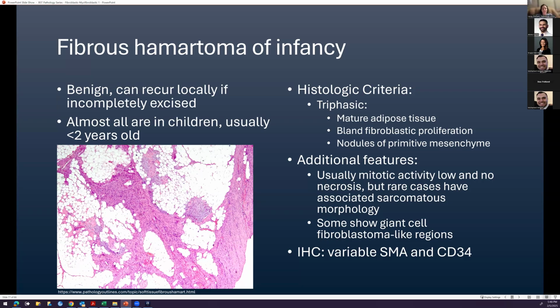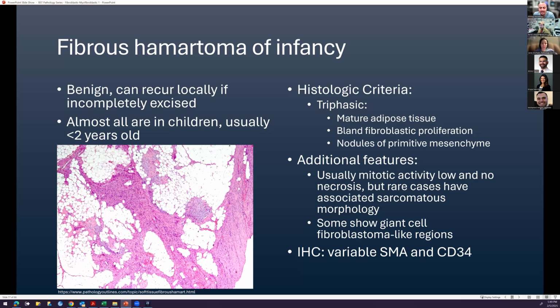When you go to peds, you'll see these. Not all the time, but you'll see a couple probably. You'll see maybe one. I don't know. Usually there's no mitotic activity, pretty much, no necrosis. There have been rare associated cases that have had sarcomatous transformation, though. So that does happen. It's actually unclear if they're really a sarcoma. They behave like a sarcoma in those areas, and then some of them may show what's called giant cell fibroblastoma-like regions, which we'll talk about in a second.